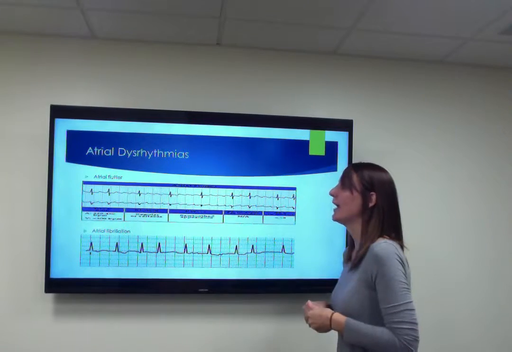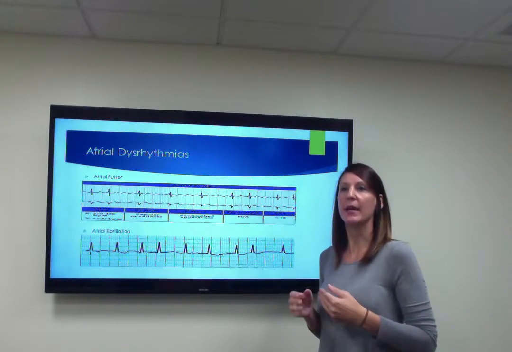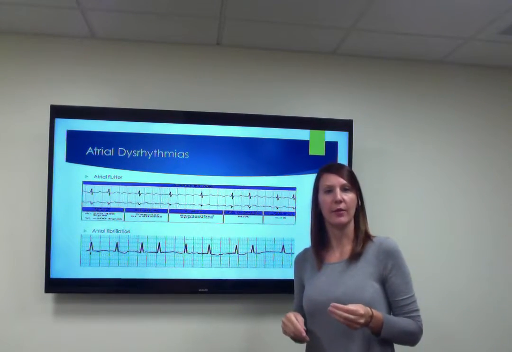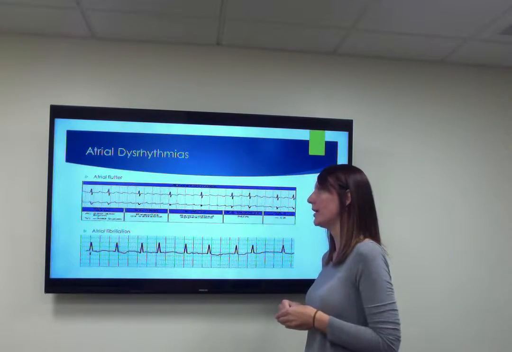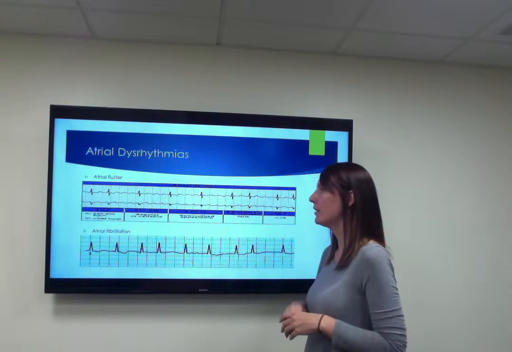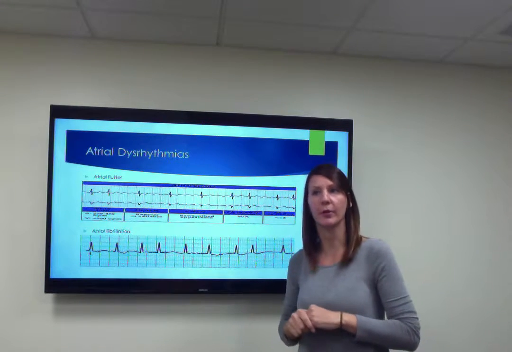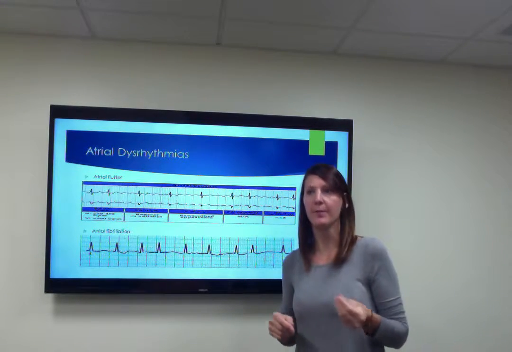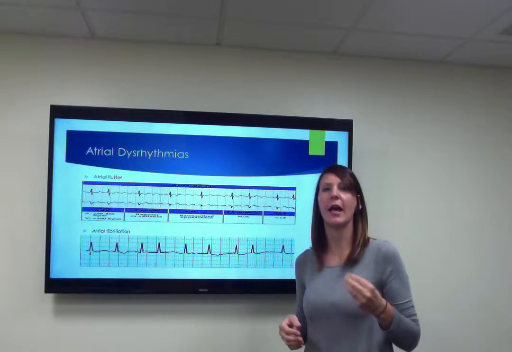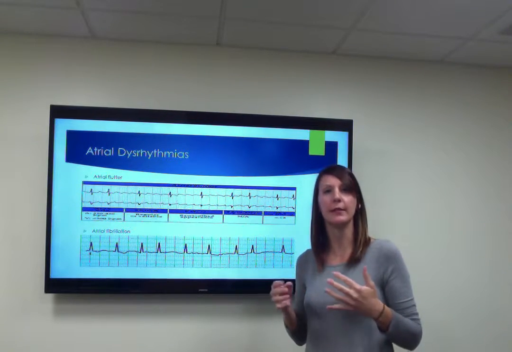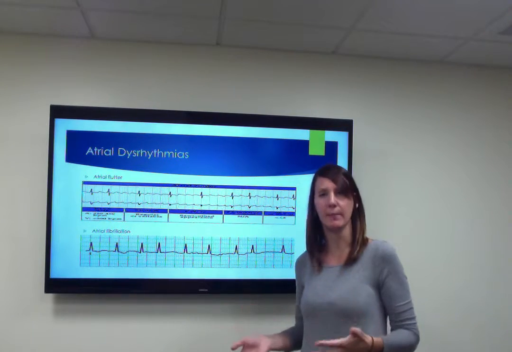So next we're going to look at atrial dysrhythmias. Basically these are arrhythmias that are originating in the atria of the heart. You have two kinds that we're going to look at right now. The first one is A flutter, and then the second one is atrial fibrillation. In A flutter, you have an atrial contraction, and it's regular, but it's faster, so you can't see the P wave. The P wave seems to be missing.